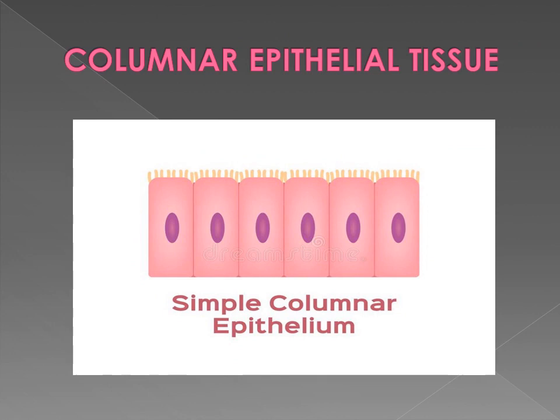Then the next one is columnar epithelial tissue. This is the third tissue of simple epithelium. Here the shape of the cell is columnar, like a pillar shape. Can you watch this figure? Here each cell is arranged neatly and each cell consists of a nucleus. The shape of the cell is a column, or we can say a pillar shape. That's why it is known as columnar epithelial tissue. Understand? Okay.